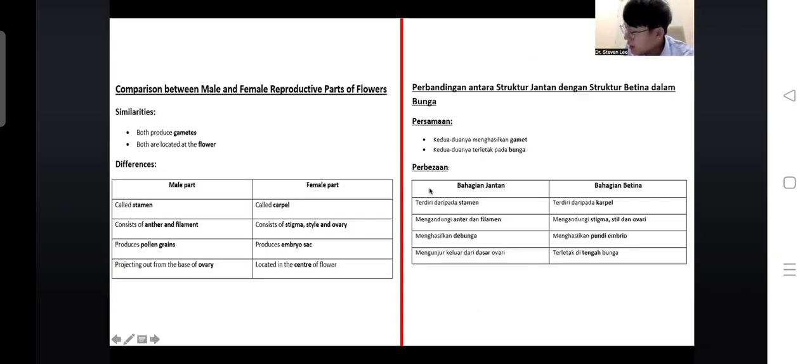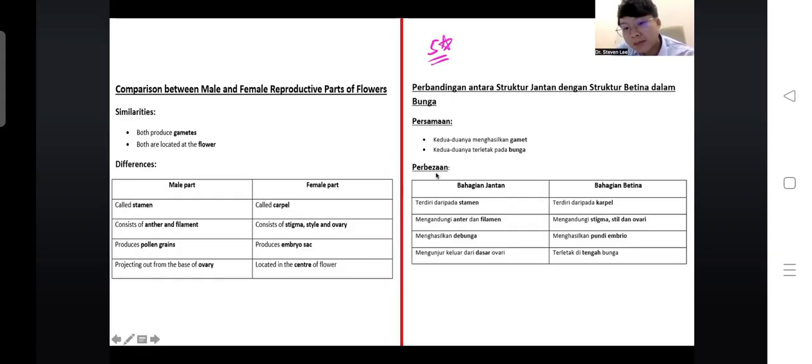This is going to be a 5-star exam question. Very important exam question, and I can be very sure some of your schools will set this in your essay. This is an essay, not structured question. Usually the question will sound like this: can you please compare the male and female reproductive organs in the flower. Comparison must have similarities. Similarities: both produce gametes. One is male gamete, one is female gamete, but both are gametes. Two, both are in flowers.